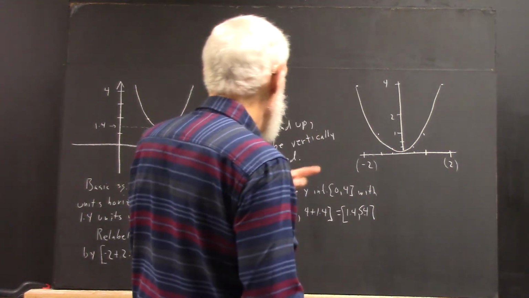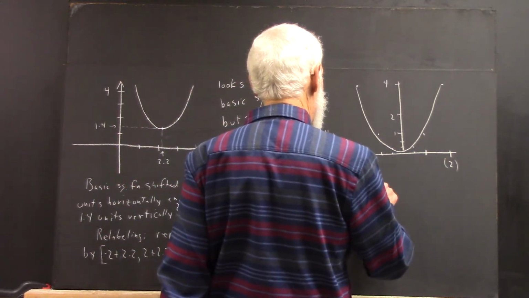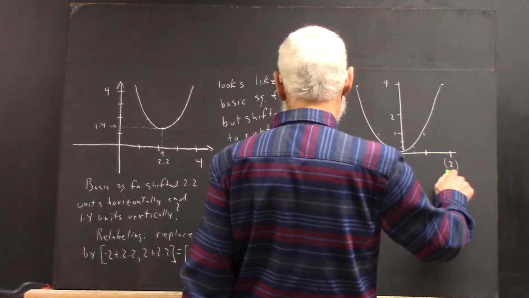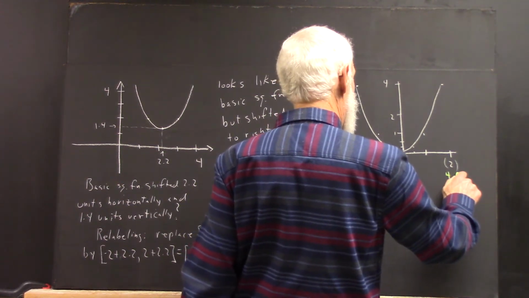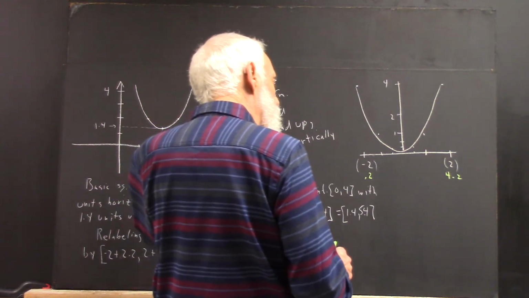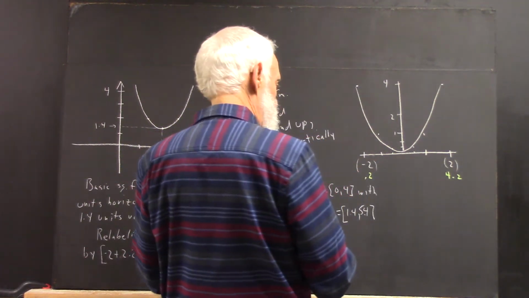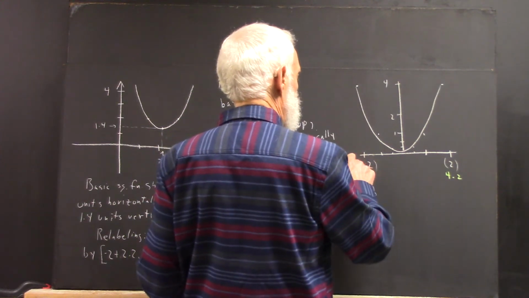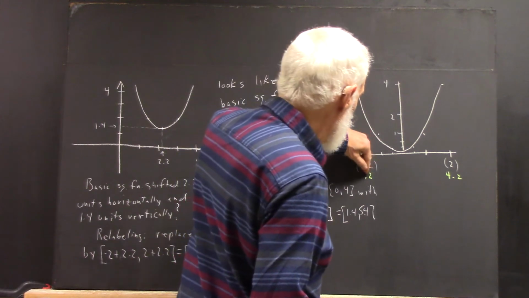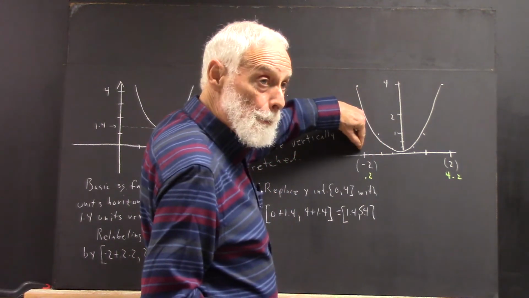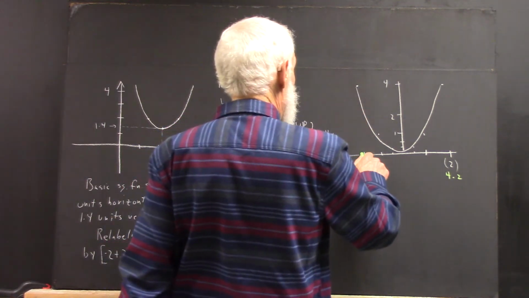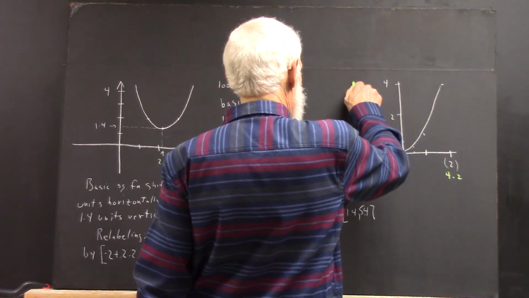Okay? So this becomes 0.2, and this becomes 4.2. And then the y-axis, you're going to have to go a little bit to the left of 0.2, right? So that's going to be about here. So here's our y-axis.